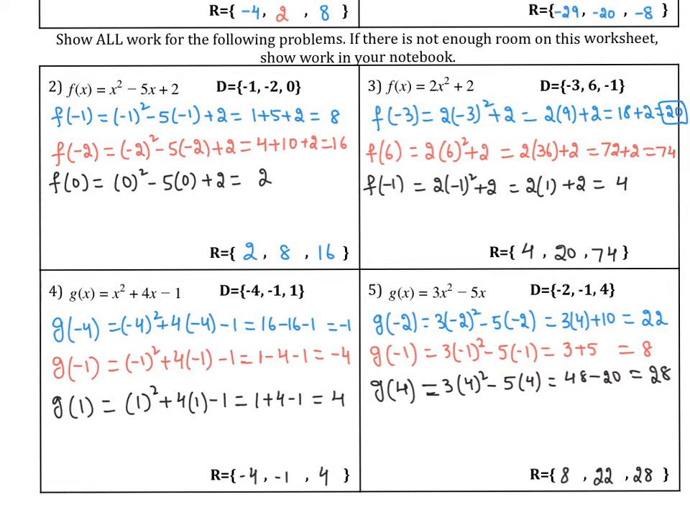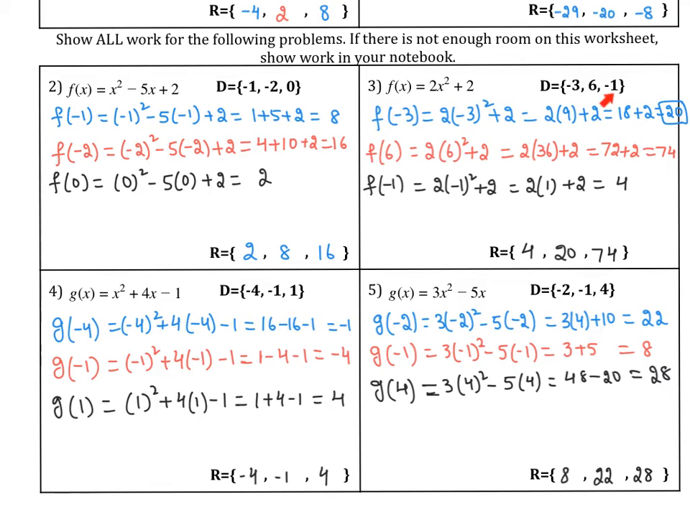For number 3, again you're going to use negative 3 first and plug it in here for x. Negative 3 squared is 9, so 2 times 9 plus 2 is 18 plus 2, which is 20. Use 6 for x. You're going to get f of 6 equals 2 times 6 to the power 2 plus 2. 6 to the power 2 is 36. 36 times 2 is 72 plus 2 equals 74.